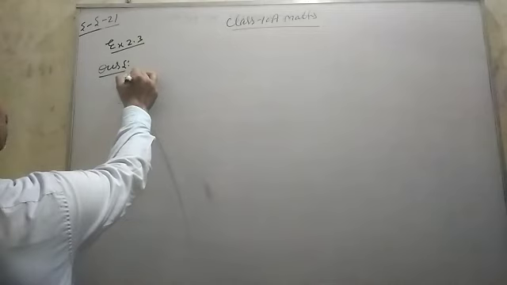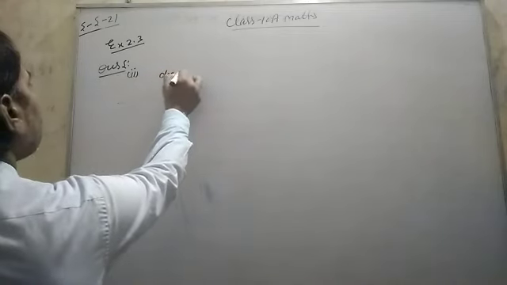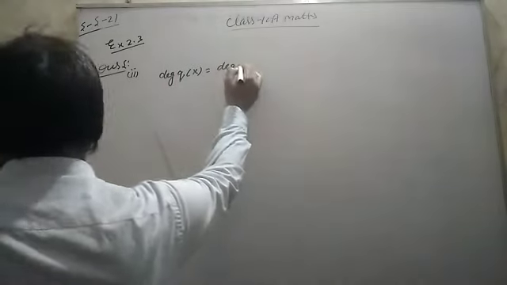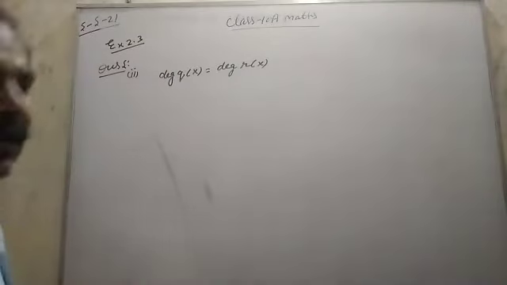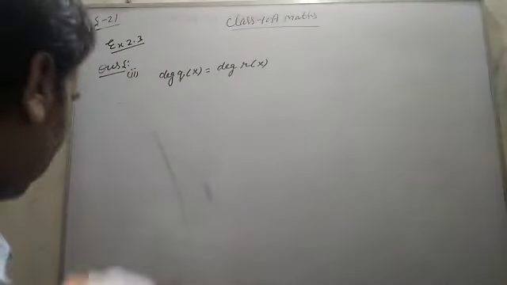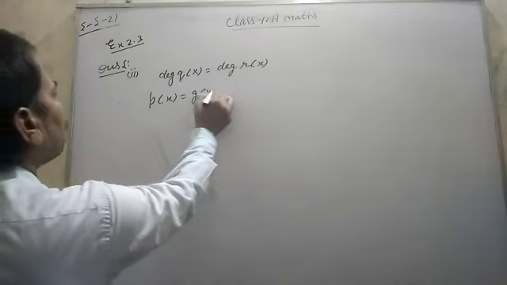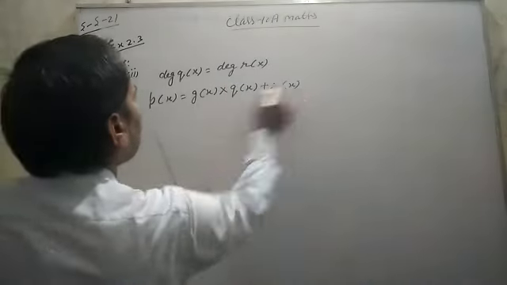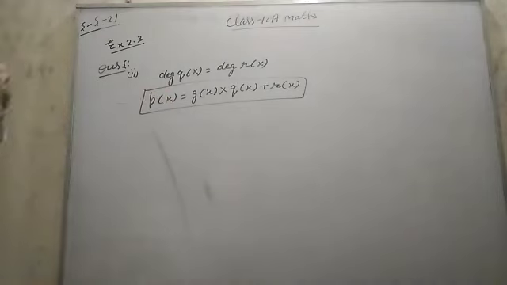Part second: degree q(x), means degree of quotient, is equal to degree of remainder, means the remainder and quotient have the same degree. So here also division algorithm, p(x) is equal to g(x) into q(x) plus r(x). So q(x) and r(x), their degrees should be the same.